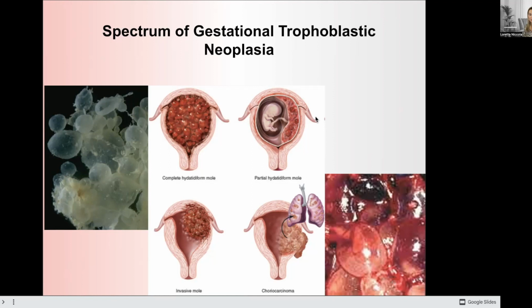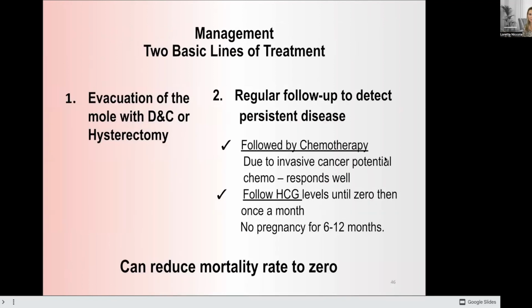It is possible for a baby to grow in there and maybe just be taken early. But then there can be an invasive mole where it grows through the uterus into the body. And a choriocarcinoma is where it leaves the uterus and goes into other areas of the body. All right, so two basic lines of management: evacuation with a D&C or hysterectomy. You saw some of those pictures. They did take the uterus out.